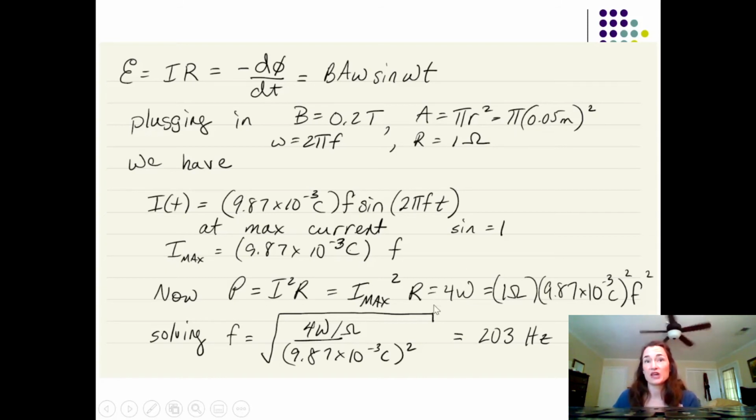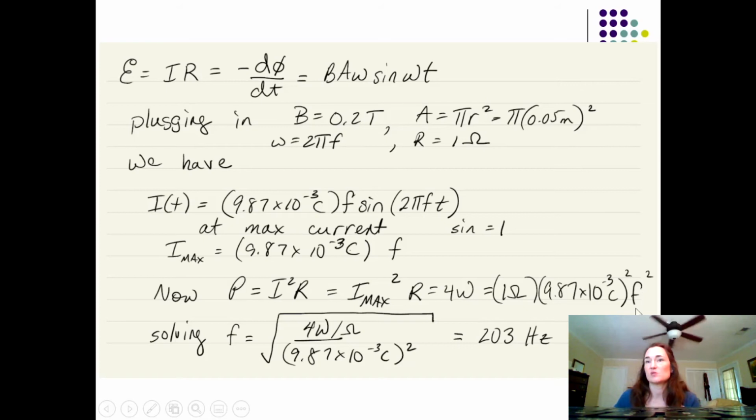Of course, the power would fluctuate as the current fluctuates, or as the current squared fluctuates, excuse me. But the maximum value will just be the coefficient that's multiplying this sine function. And so that's going to be our I max, which I'll square. And then I max is 9.87 times 10 to the minus 3 coulombs times F. So I have 4 watts is equal to 1 ohm times 9.87 times 10 to the minus 3 coulombs squared times F squared.